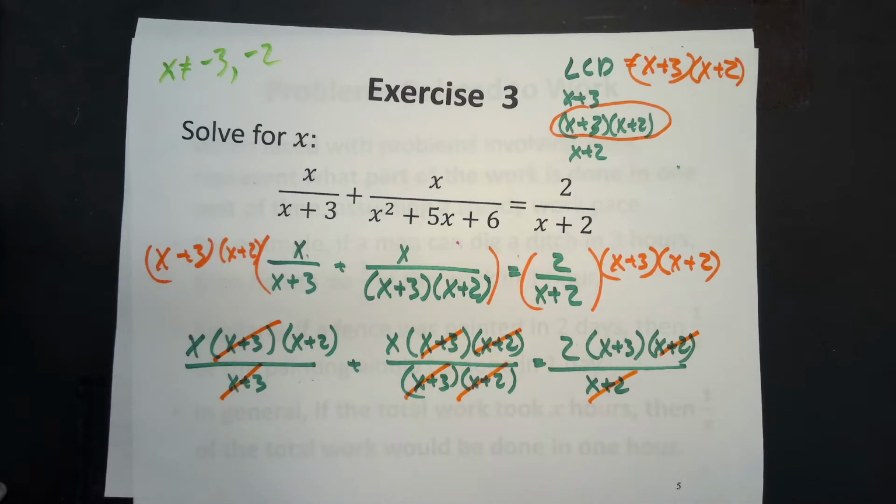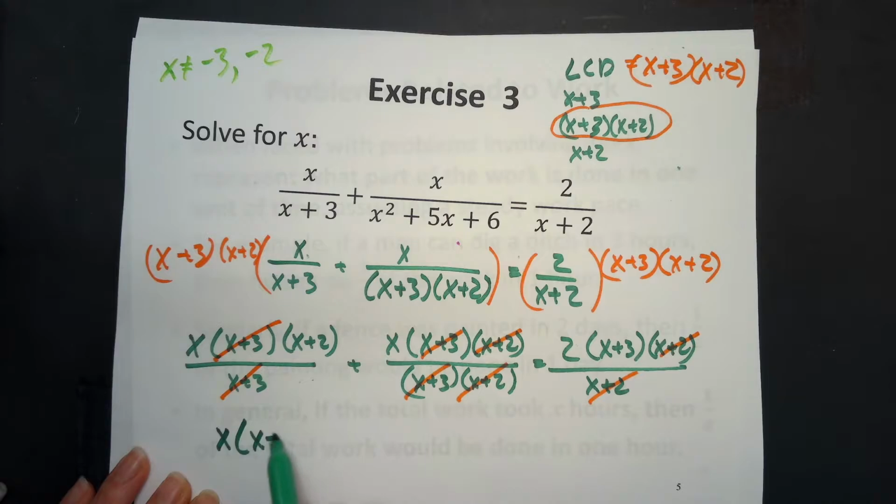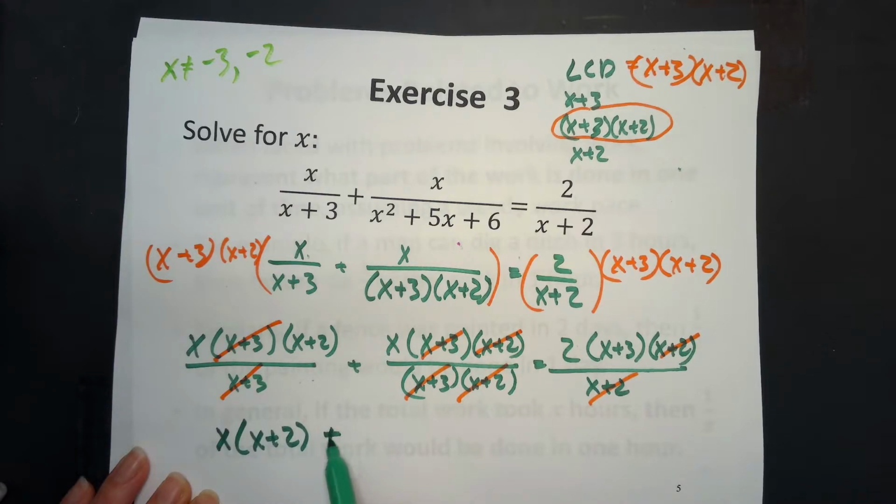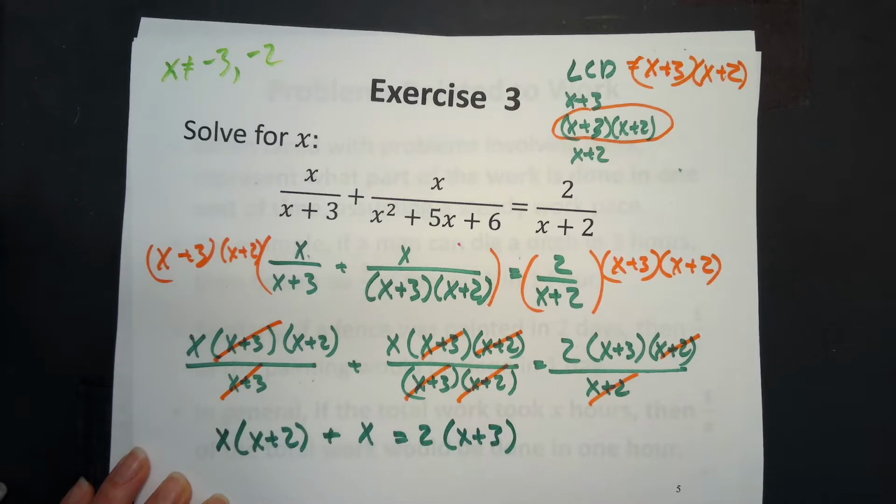So I cancel all the terms in my denominators. If we pick the right least common denominator, that should be no problem. So I'm going to get what? I'm going to get an x times an x plus 2 plus x equals 2 times x plus 3.